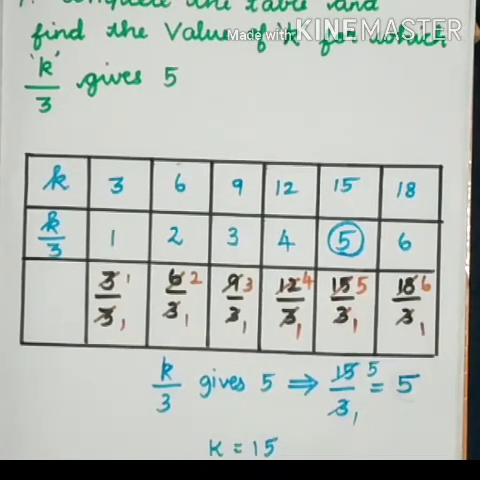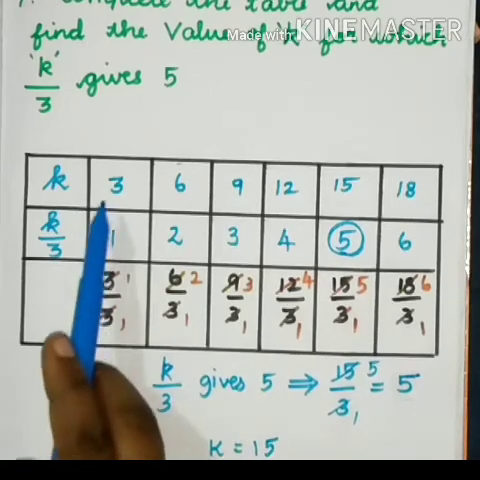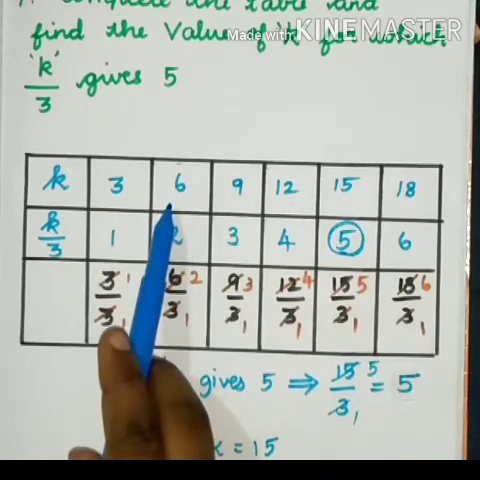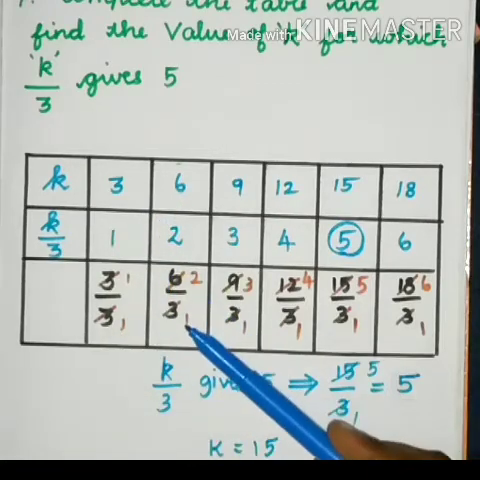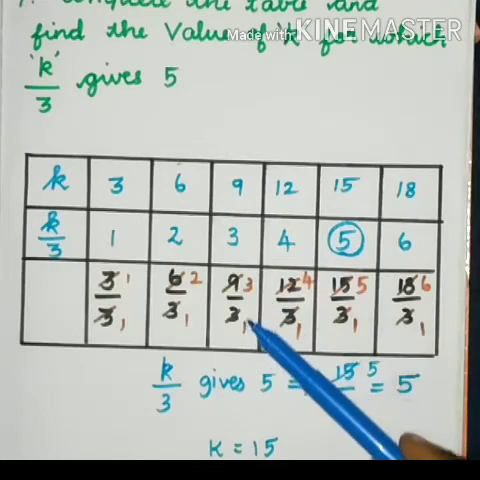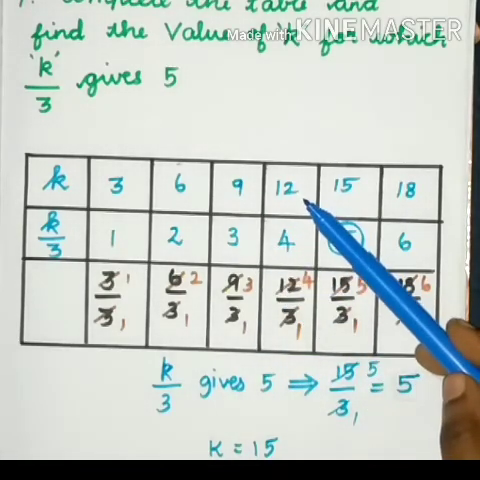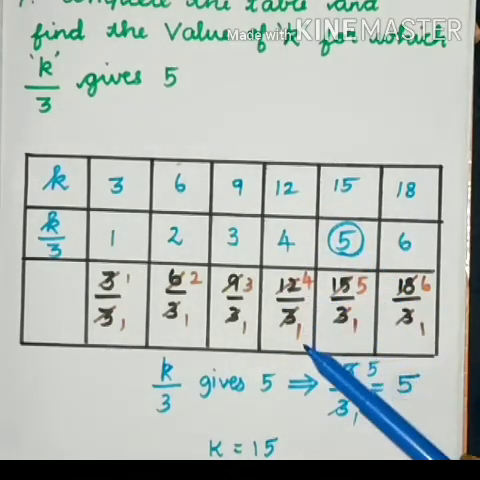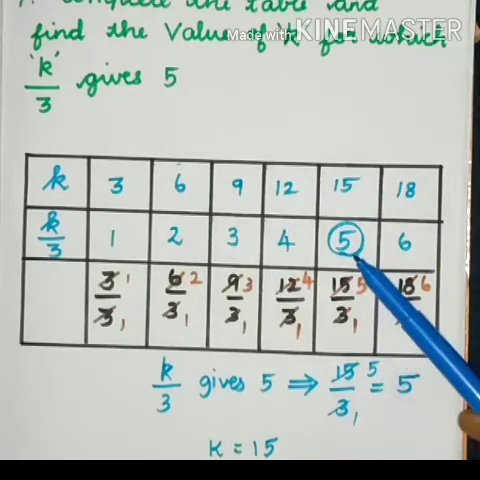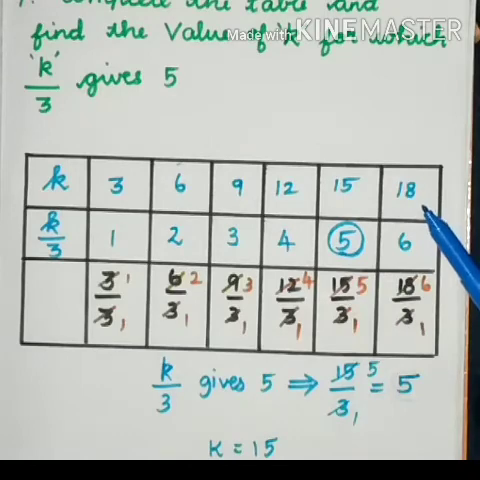15. First you have to complete the table by using the value of k. 3. 3 by 3 is 1. Then here the k value is 6. 6 by 3 is 2. Here the k value is 9. 9 by 3 is 3. Then the k value is 12. 12 by 3 is 4. Here the k value is 15. 15 by 3 is 5. Here the k value is 18. 18 by 3 is 6.